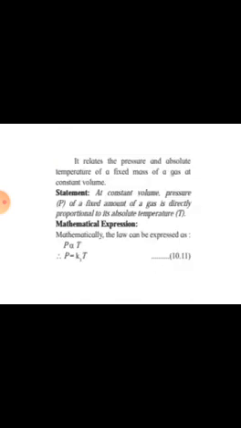It relates the pressure and absolute temperature of a fixed mass of gas at constant volume. That is Gay-Lussac's law. At constant volume, pressure of a fixed amount of gas is directly proportional to its absolute temperature. So mathematical expression P proportional to T, that is P is equal to K3T.